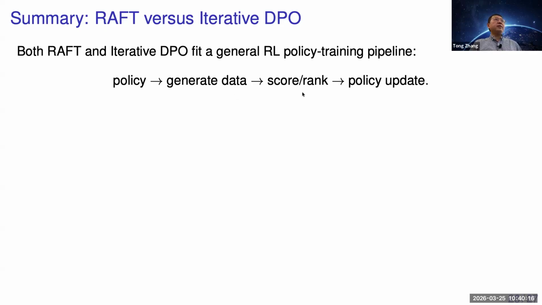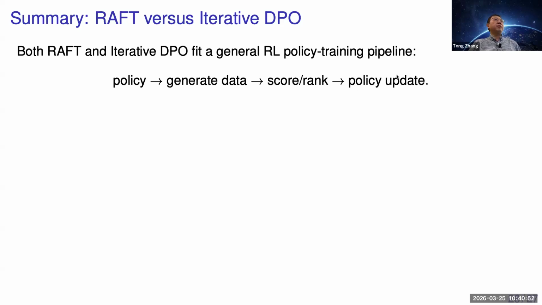The policy generates the data. The prompt is not generated. It's just generating data in terms of responses, right? Score and ranking. You can say both are ranking in iterative DPO versus RL. It's just what you keep. In iterative DPO, what you keep is basically your top-ranked data, pairwise data. In RAFT, you keep only the top-ranked data.